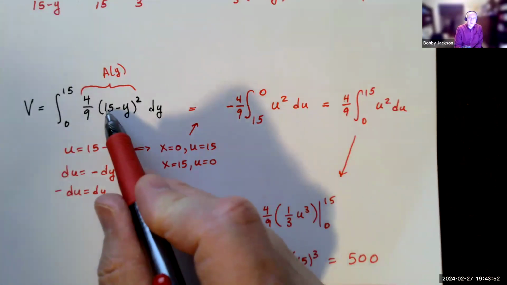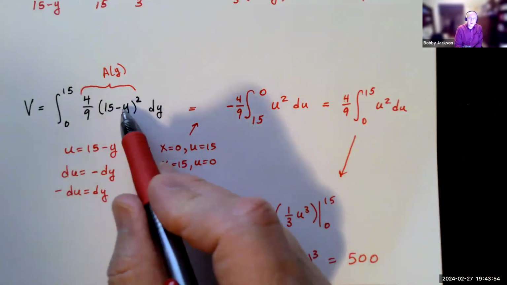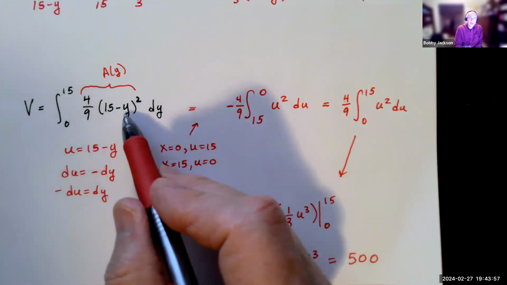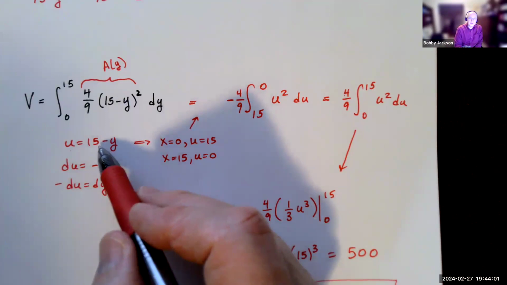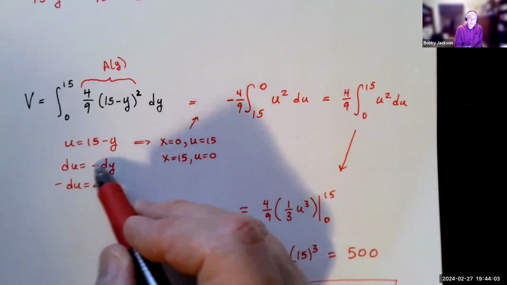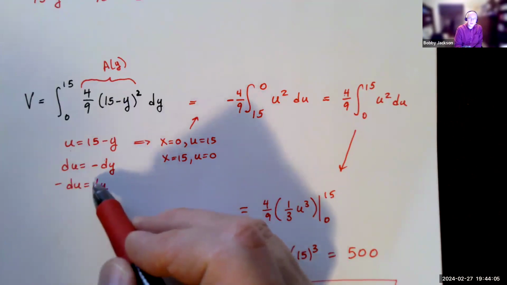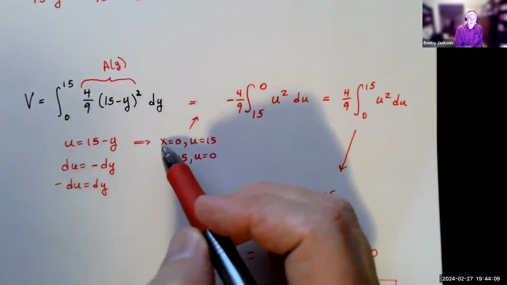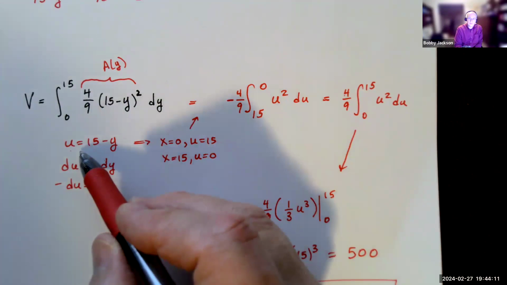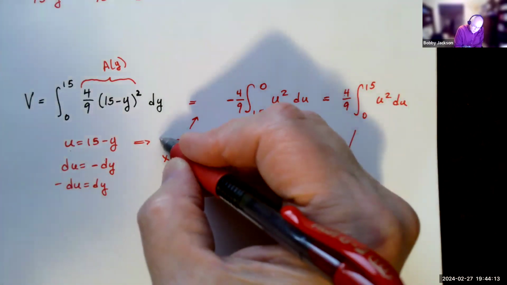You could expand 15 minus y out, square it, and then just find the antiderivative that way. I'm just going to do a little substitution. I'm going to let u be 15 minus y. du is negative dy, and so negative du is dy. I'm also going to change the limits because I'm changing the variable. So if x is 0, I said x, I'm sorry, y.